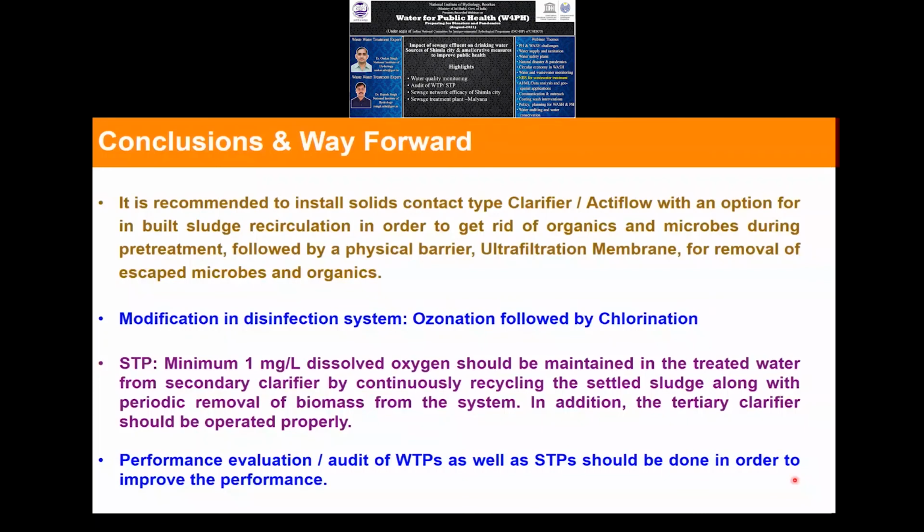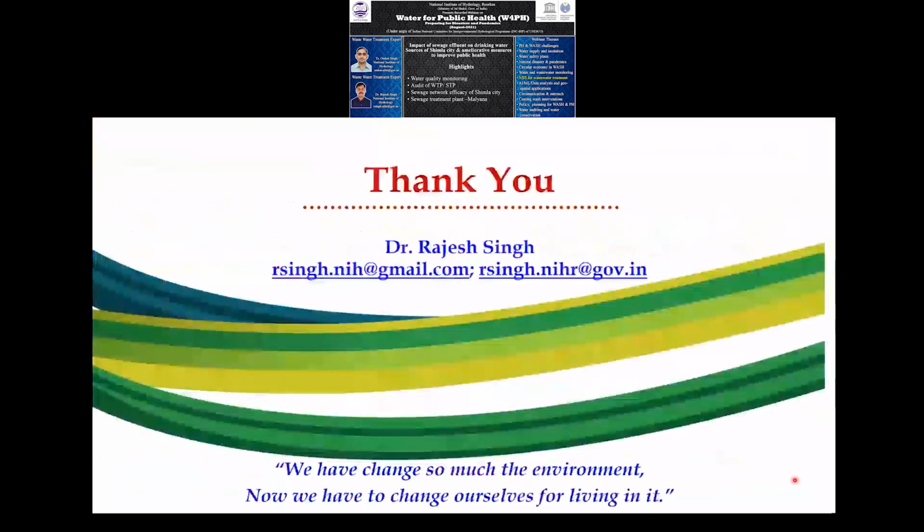And for the sewage treatment plant, as I discussed, one needs to maintain at least 0.1 to 1 milligram per liter of dissolved oxygen in the treated water from the secondary clarifier, and that can be achieved by properly recycling the settled sludge with periodic removal of biomass from the system. And then the tertiary clarifier or solids contact clarifier should be operated properly to remove the suspended solids that were escaping from the secondary clarifier. Finally, all the WTPs and STPs should be periodically evaluated and audited to avoid this type of problem in future. So with this, thank you very much.